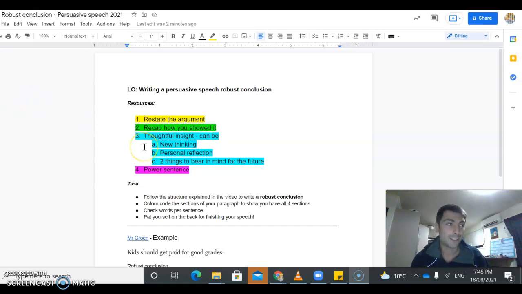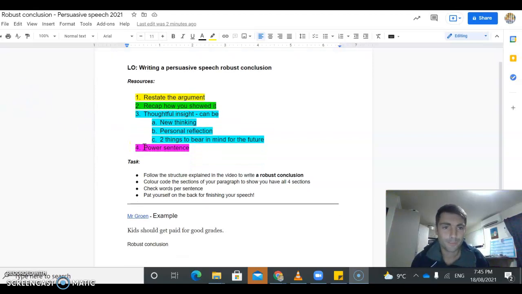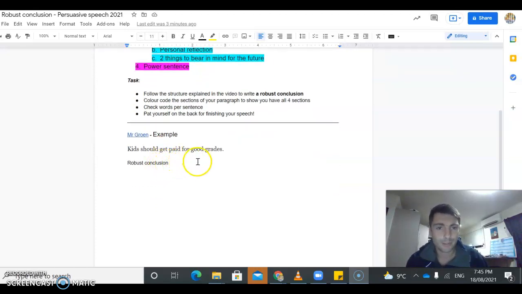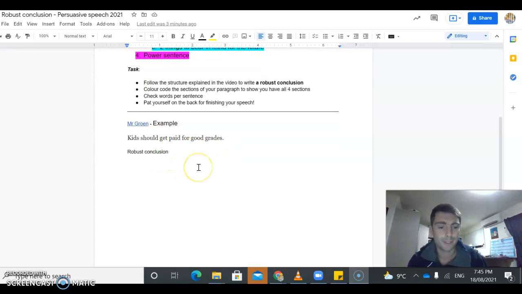There are 4 parts to this one, so I have 4 colors ready for you. Here are the parts of a robust conclusion. You need to restate your argument, recap how you showed this. The third part is a thoughtful insight, which can be new thinking, a personal reflection, or 2 things to bear in mind for the future. And the final part is a power sentence. That'll end your speech very snappy and effective. So here we go. I have my one hidden. It's ready to reveal.